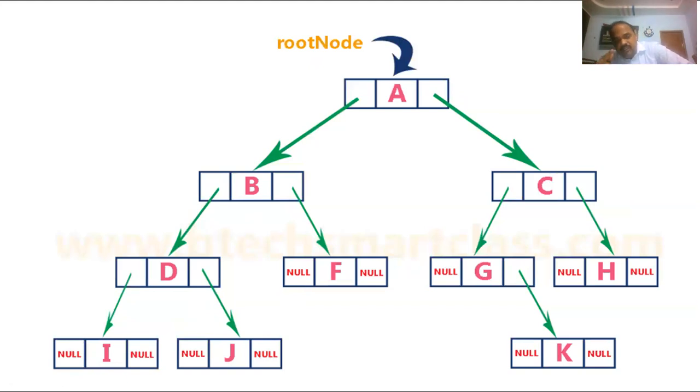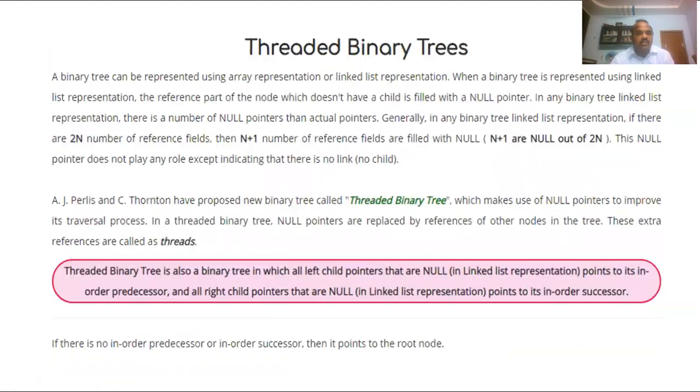Then there is a thread, so that is used to connect the previous node. The thread is used to assign the previous node address in the left subtree and right subtree. Clear? That is called a threaded binary tree. Okay, all of you, threaded binary tree.